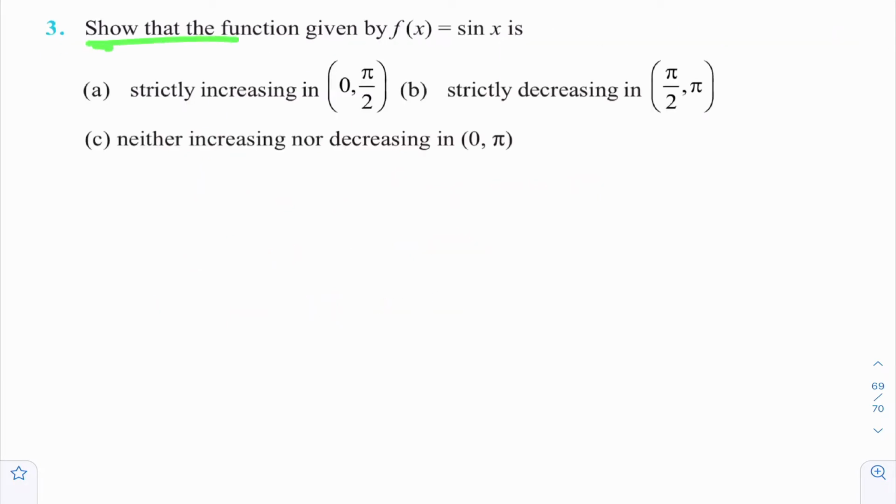You observe this. Show that the function given by, here the function is f of x equal to sin x. In this, 3 bits are there. We need to show that this function is strictly increasing in open interval 0, pi by 2. This function is strictly decreasing in open interval pi by 2, pi. This function is neither increasing nor decreasing on open interval 0, pi.